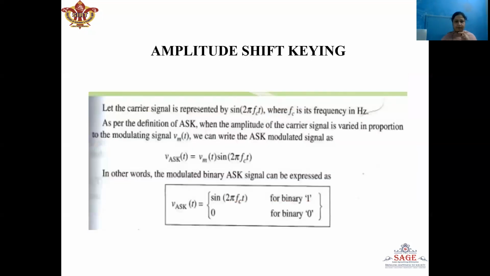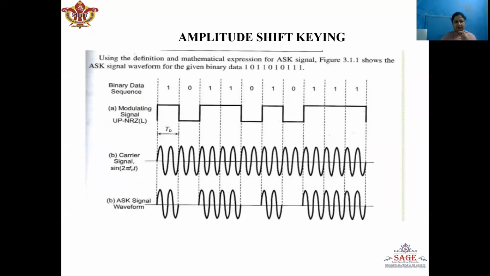Here we can see in this waveform that we have the message signal which is given by a high level and a low level in case of bit 1 and 0 respectively. This is the carrier signal, which is a high frequency sinusoid of frequency FC. And then we have the ASK modulated signal. Now we can see when our binary data sequence is 1, the ASK modulated signal is represented by the carrier signal. Whereas when the binary data sequence is 0, the ASK modulated signal is 0.